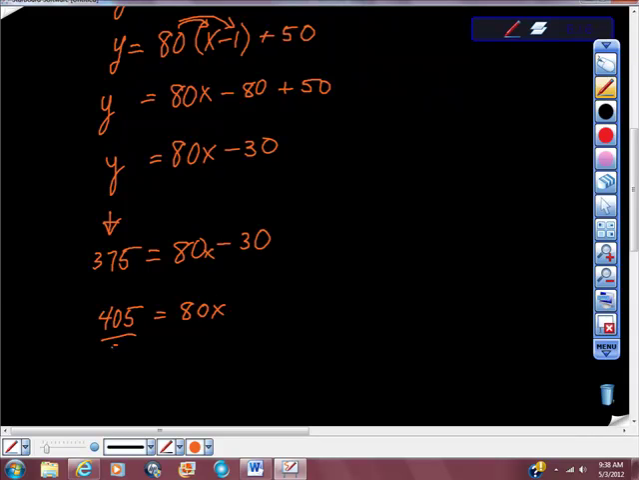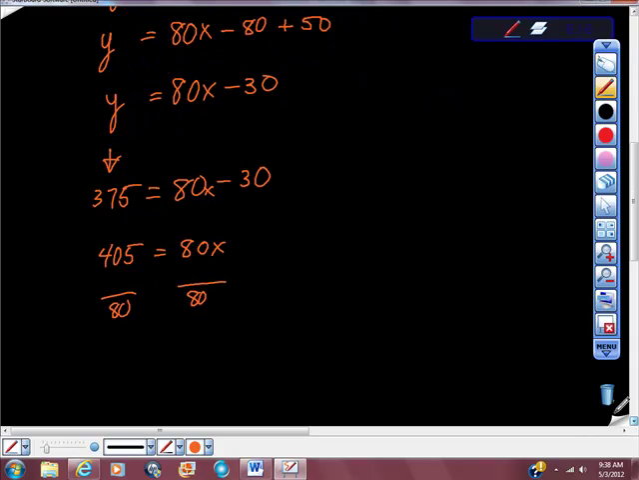Divide both sides by 80. And we get, what is this? 5 remainder 5, isn't it?